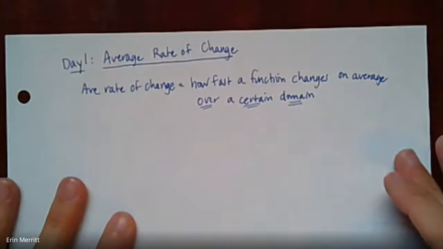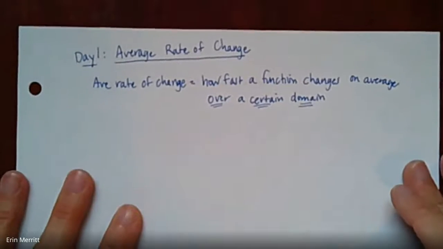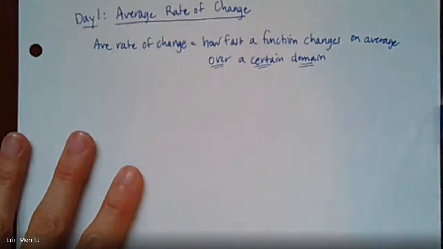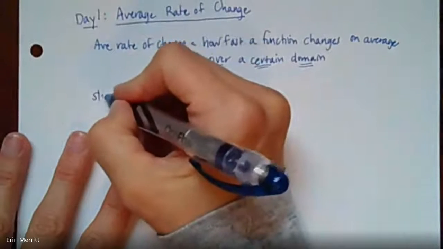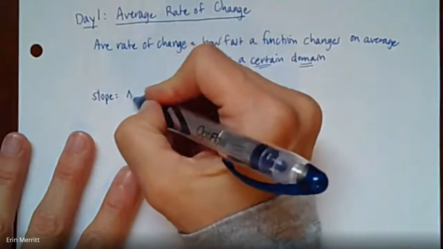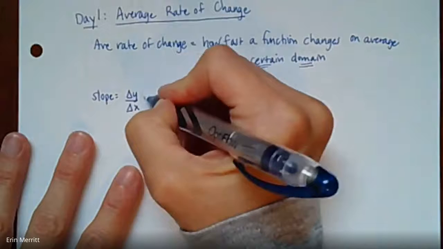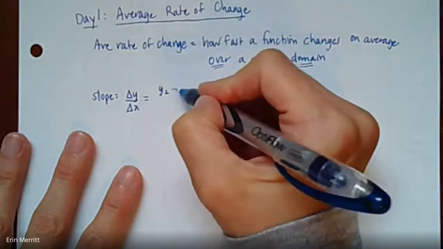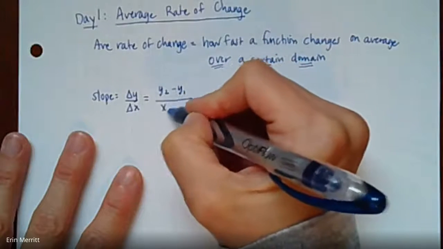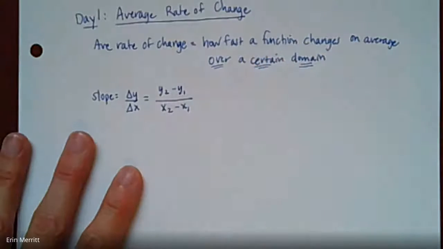So there's a couple ways you can write this. One way, I'm sorry, guys, I'm a little crooked here. Let me slide up. One way is to think of it as slope. And so in terms of slope, we say change in y over change in x, which essentially means y2 minus y1 over x2 minus x1.